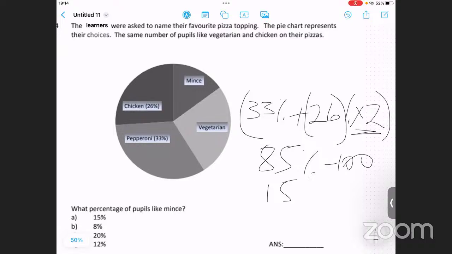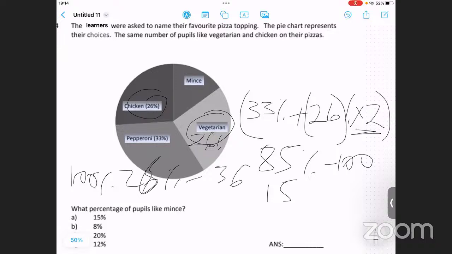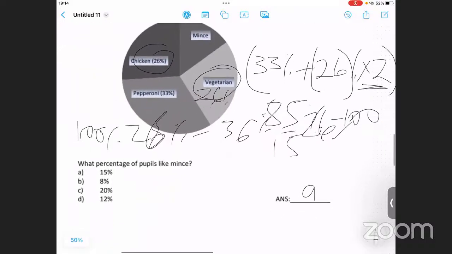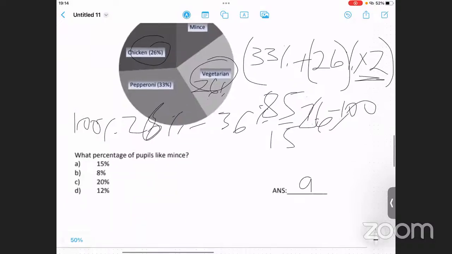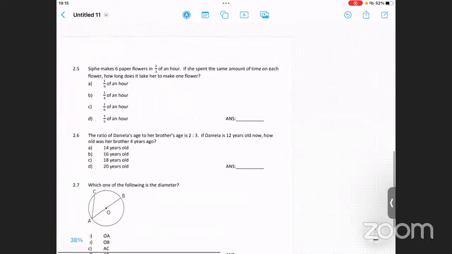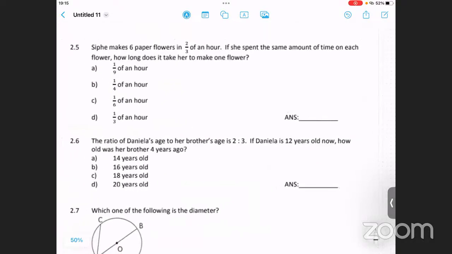Perfect, because now the same pupils that like vegetarian like this. So that means here is also 26%, right? So we are taking 100% minus everything, which is 26% minus 36% for pepperoni, minus 26 again for this, which is this 15 that you got, and that's it, which is A. And let's go to 2.5.